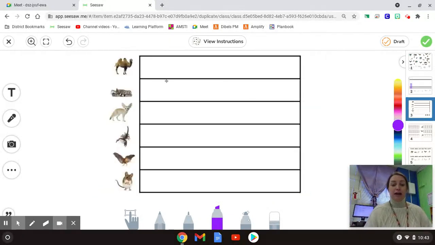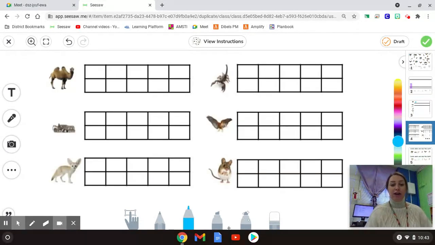Then I've got tally marks. So I will show 1, 2, 3, 4, and then remember the 5th tally mark comes across. Okay, so you got 5 camels. Now I have my 10 frames, and I need to show camels. I need to show 5 camels. So I'll fill in 1, 2, 3, 4, 5 boxes.